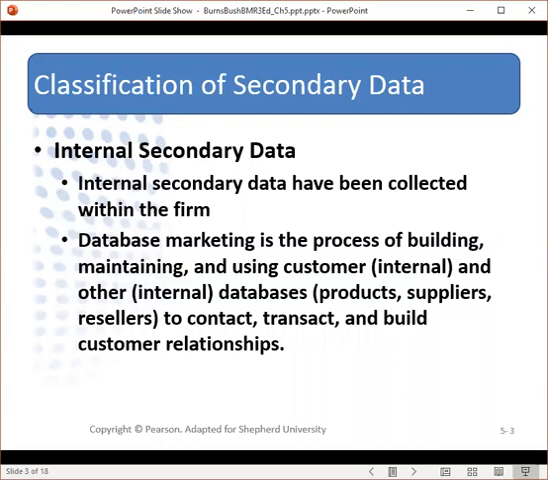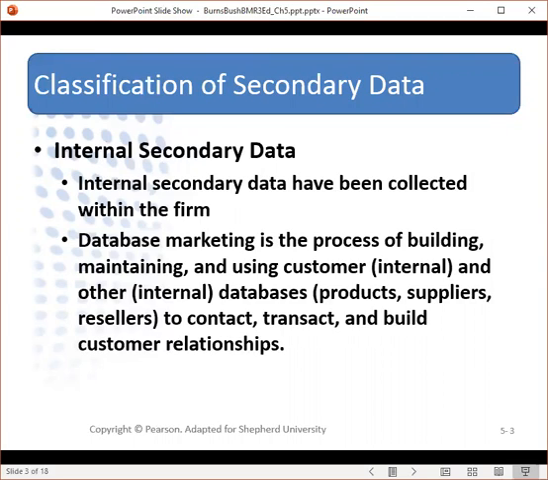So one of the types of secondary data are internal secondary data. And that's data that your firm has already collected. So because of that, you'll know the quality of the process that was applied. You'll have an opportunity to discuss with the people who collected the data to find out if it's going to have high enough quality to be applicable to the work you're doing, and also if it's relevant to the work you're doing.